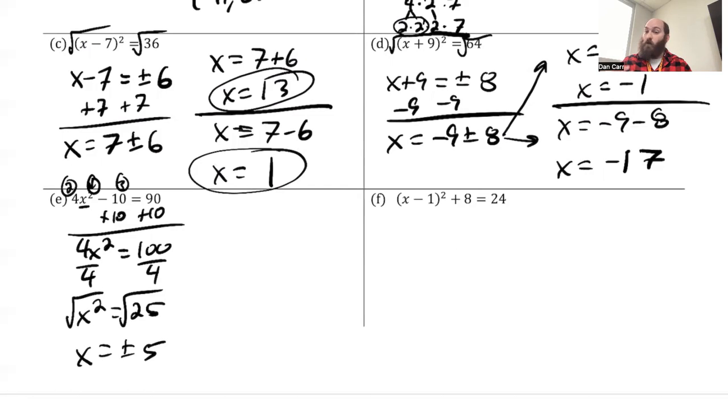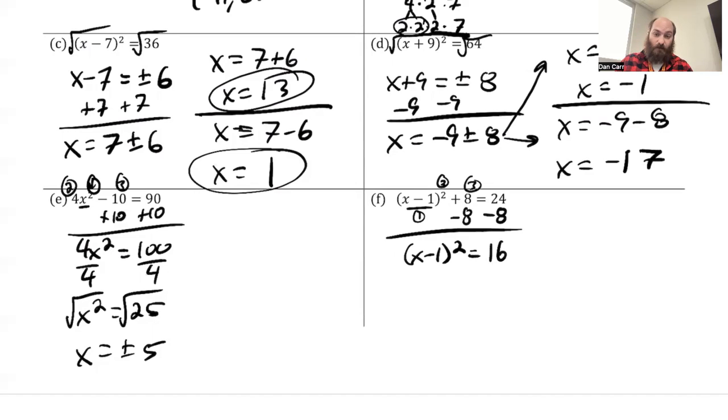Okay, so that's another way, when these get more complicated, that's another way of thinking of this. I'm undoing my order of operations. So for example F, this is my first operation. I would subtract. Then I would square it. Then I would add 8. So reverse that order. Get rid of the 8 by subtracting 8 from both sides. So x minus 1 squared is equal to 24 minus 8, giving me 16.